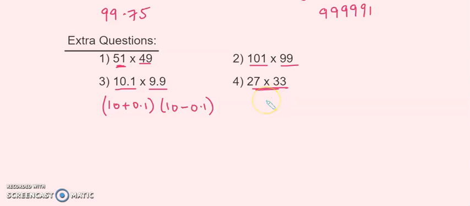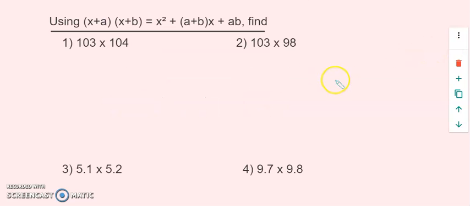Right? So a square minus b square is a minus b into a plus b, and a plus b into a minus b is a square minus b square. Both the ways we have used it to find the multiplication of two-digit numbers, right? Now the next identity that we are going to use is x plus a times x plus b equals x square plus a plus b x plus ab.